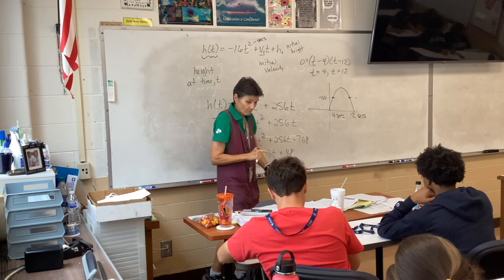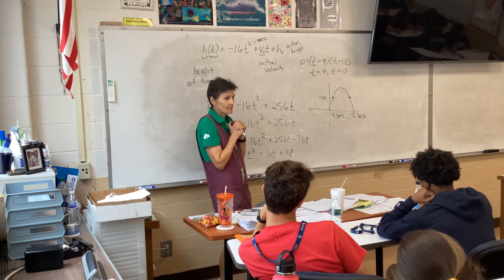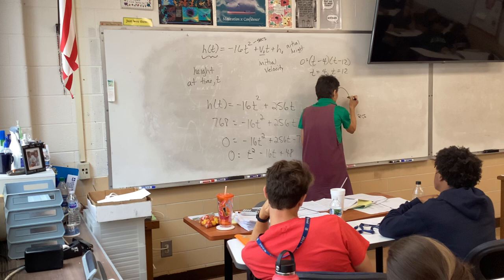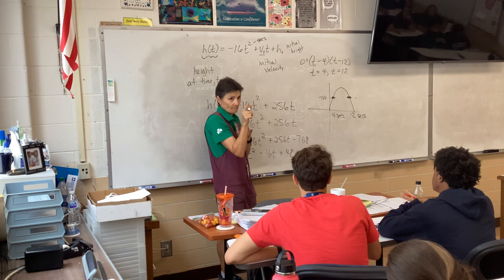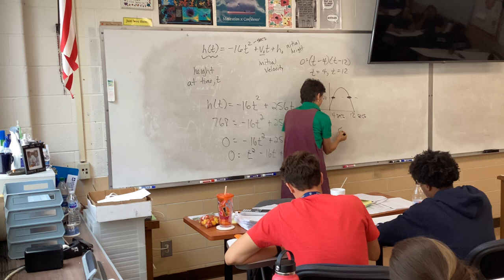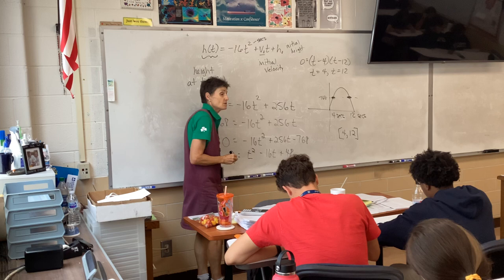Now, when will it be at least 768? So this is when, these are like the dots right here, when it's exactly 768. When will it be at least 768? Just 4 to 12 seconds. 4 to 12. And since it's at least, we would go ahead and bracket that. That's right. So this is when it is at least 768 feet. Everybody agree? Yeah.